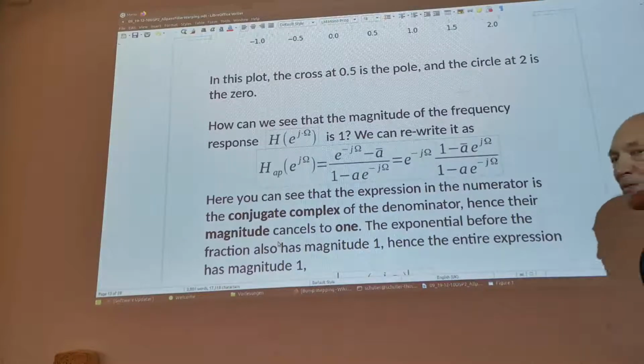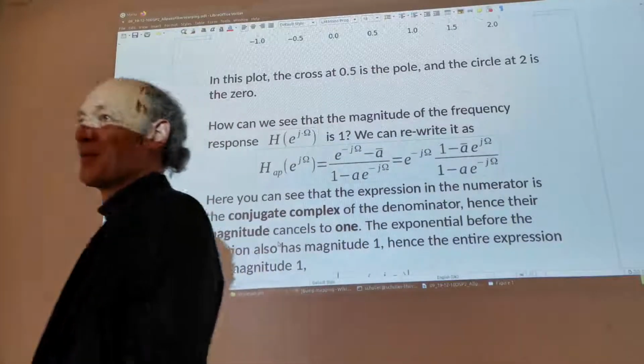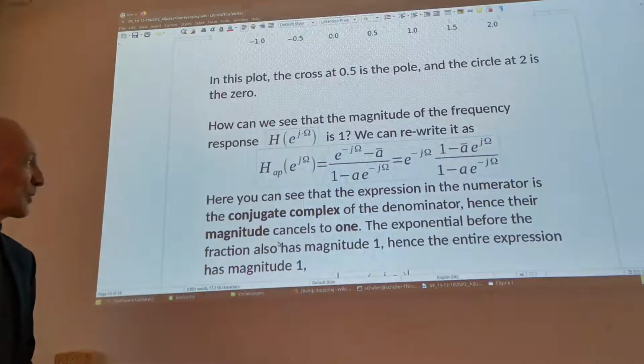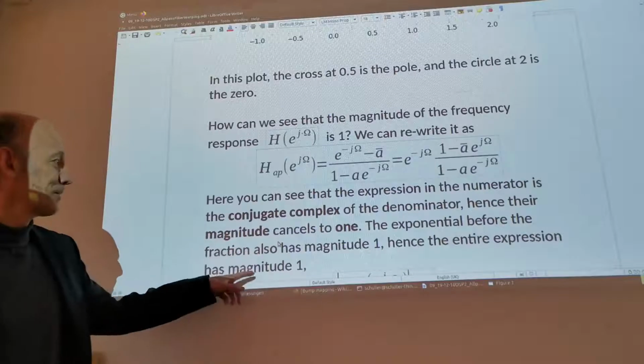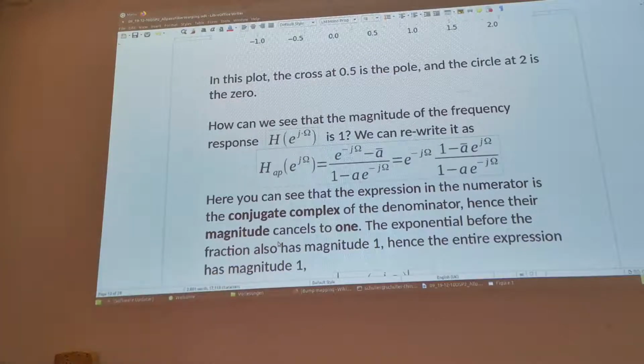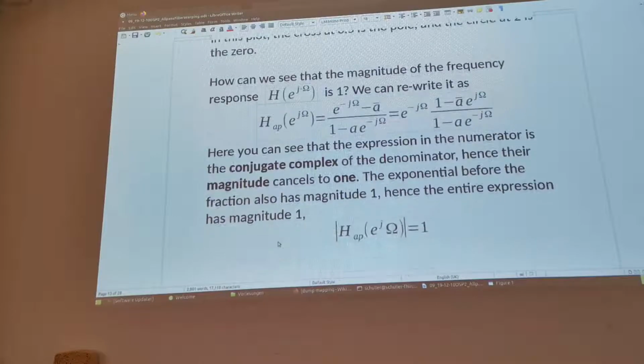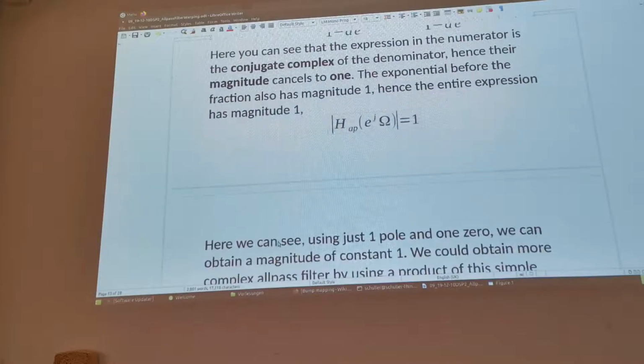And the magnitude of 1 is 1. Right? So everything is magnitude 1 here. The entire expression is magnitude 1. So that proves that this type of filter has magnitude 1 for all frequencies.